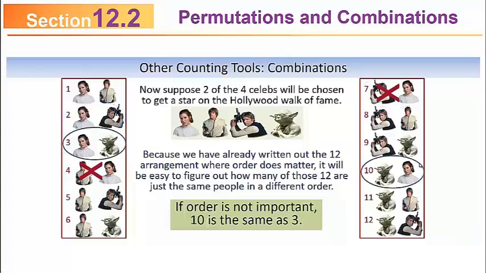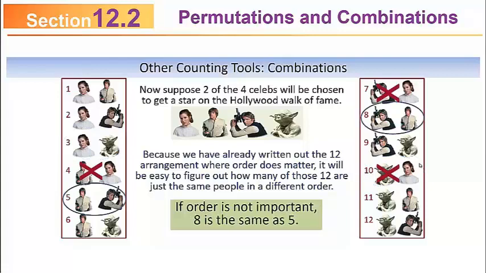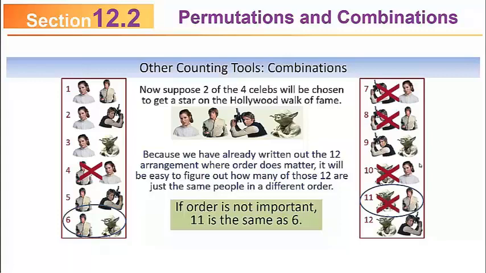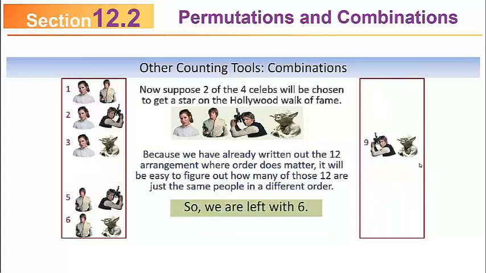As you keep moving down, number 3 is Leia and Yoda, so you can also get rid of number 10, which is Yoda and Leia, so you don't need that duplicate. Giving them stars, the order doesn't matter. And as you move down the list, you've got Luke and Han, and number 8 is Han and Luke, so you can get rid of number 8. Number 6 is Luke and Yoda, and number 11 is Yoda and Luke, so you can get rid of number 11. It's a duplicate. And then finally, you've got Han and Yoda, and number 12 is Yoda and Han, so you can get rid of number 12. And that leaves you simply with 6, where you're just giving them a star.